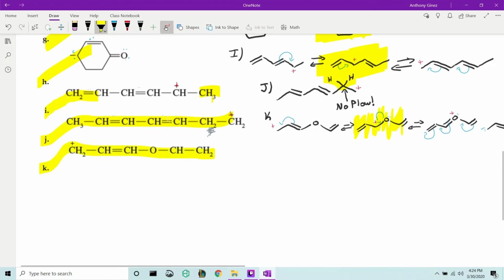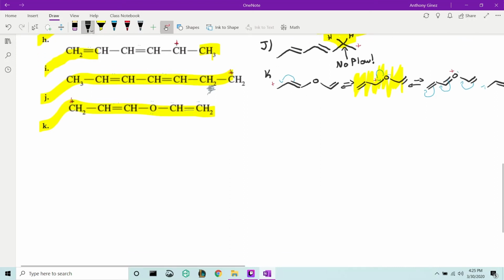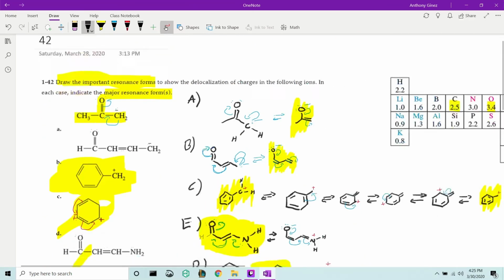Moving on to K, I see an electron-rich sink. I see an electron-rich oxygen. I see an electron-rich double bond. And, oh, there might be an issue here. I suppose it has two, there might be an issue with this compound. It should have a double bond here. So let's just draw this out really quickly, because I think there's a problem with that question. What question is this? 41? 42?